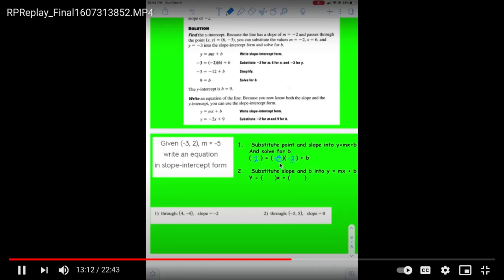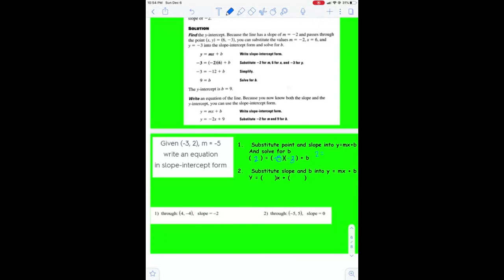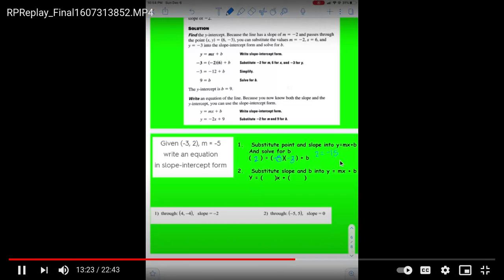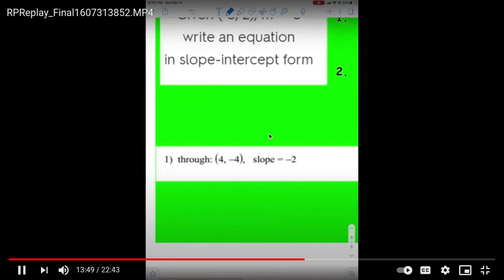So we're going to solve it like this. So I'm going to take negative 5 times negative 3, which is equal to 15 plus b. To get rid of that 15, remember we'll subtract on both sides to cancel out. And that will give me that negative 13 is equal to b. So now to write our equation, I'm going to have y equals, remember, m is negative 5. It gave us that. And we solved for b, and we got negative 13. So y equals negative 5x minus 13.